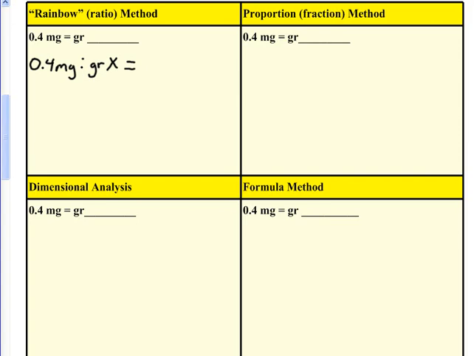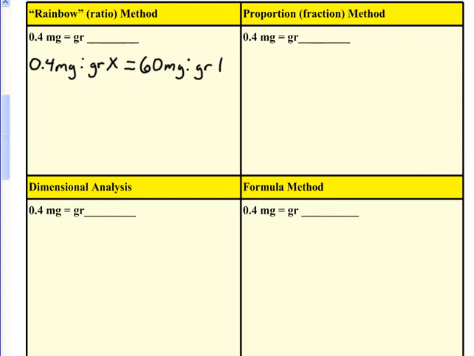We will set this equal to our known relationship between milligrams and grains, making sure that the order of our units is the same as we put them on the left-hand side. Since we put milligrams first on the left-hand side, I'm going to put my 60 milligrams first on the right-hand side. And again, we know 60 milligrams is equivalent to grain 1.